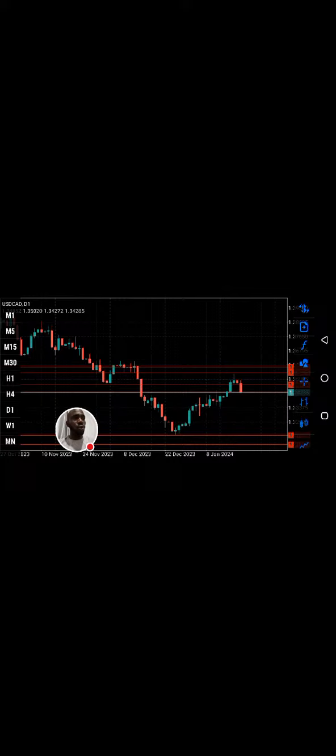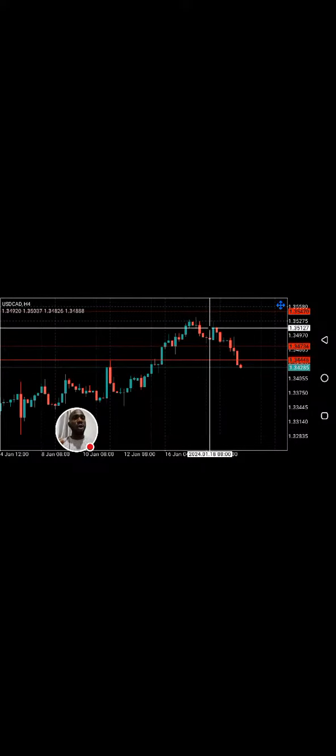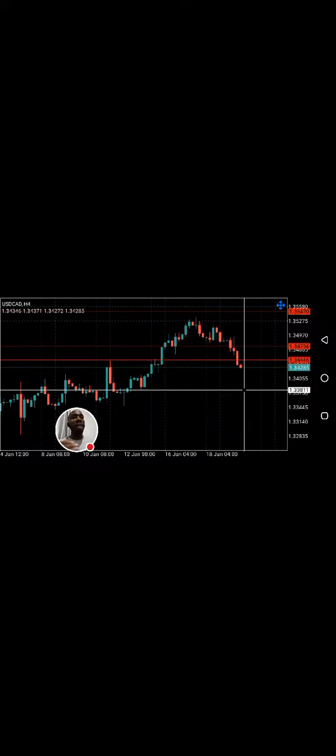So let's go to 4 hour. What do we have on 4 hour? There should be a shift of market structure on 4 hour. Can you see this shift of market structure occurred here? This was the last higher low, and this 4 hour candle has broken that structure. So there's a shift in market structure on the 4 hour time frame. Now, after a shift in market structure, price is expected to pull back to fill a fair value gap.